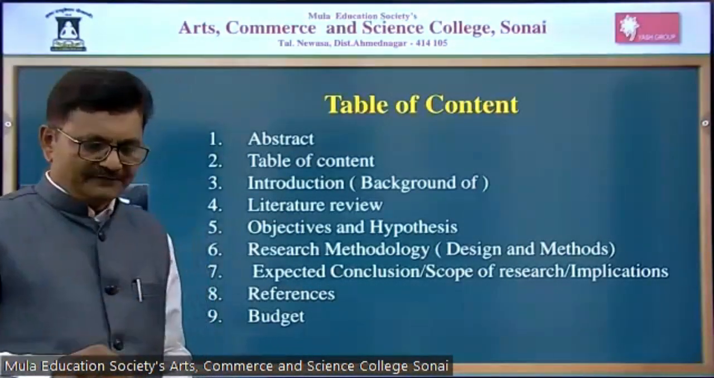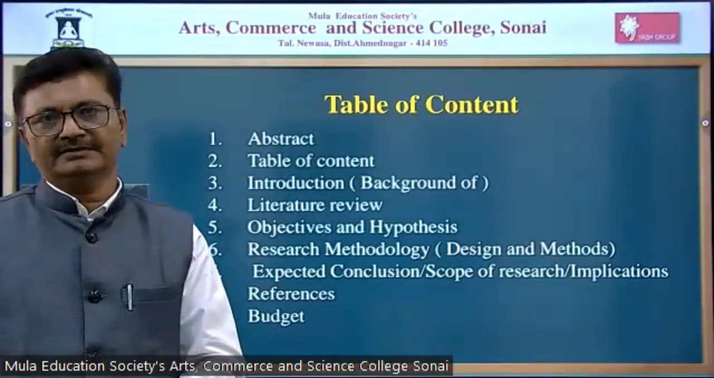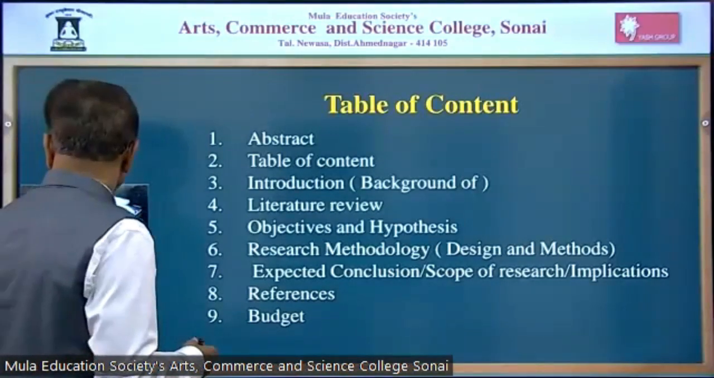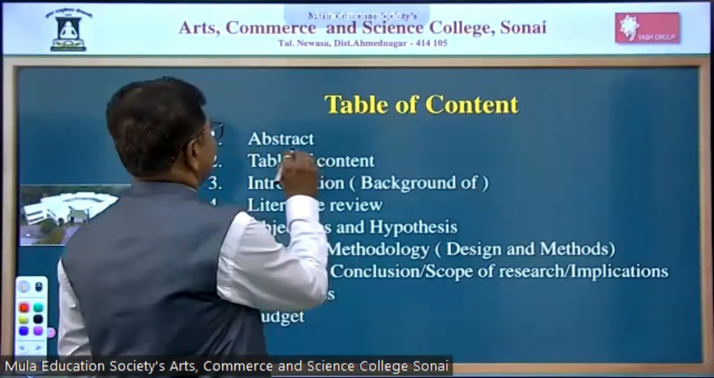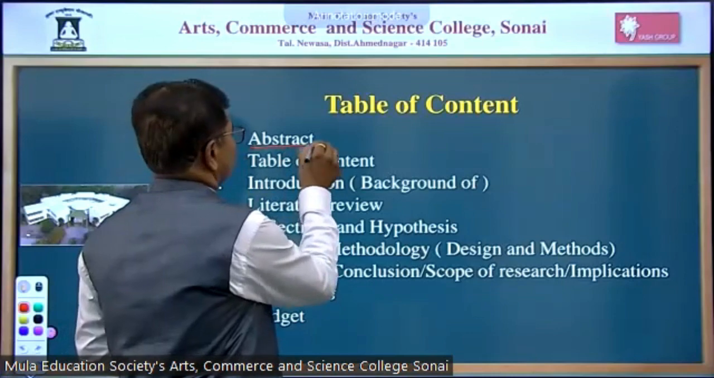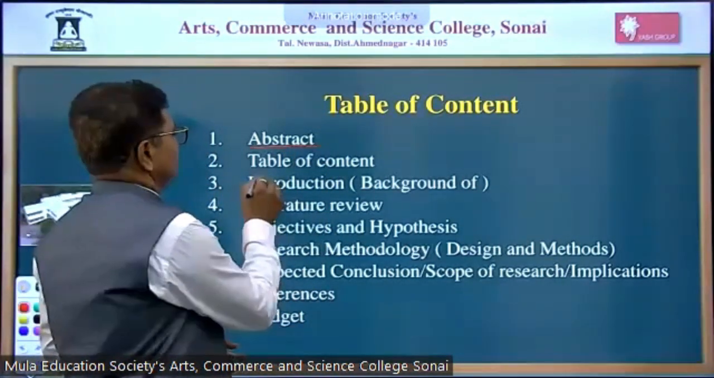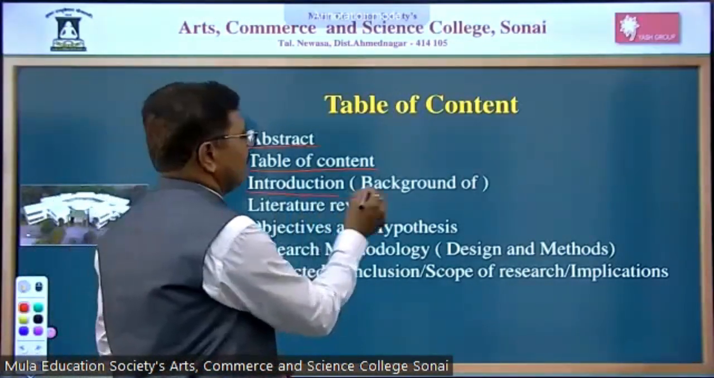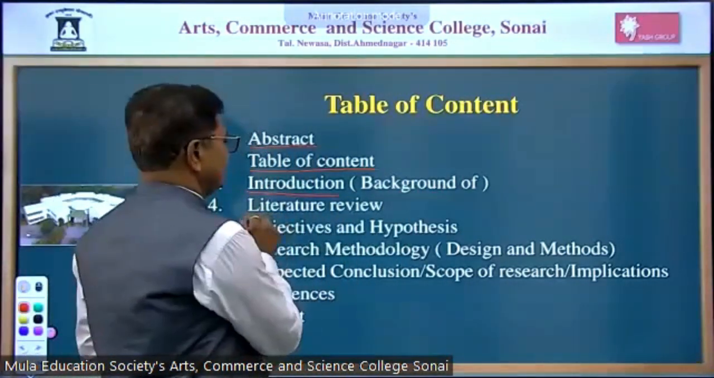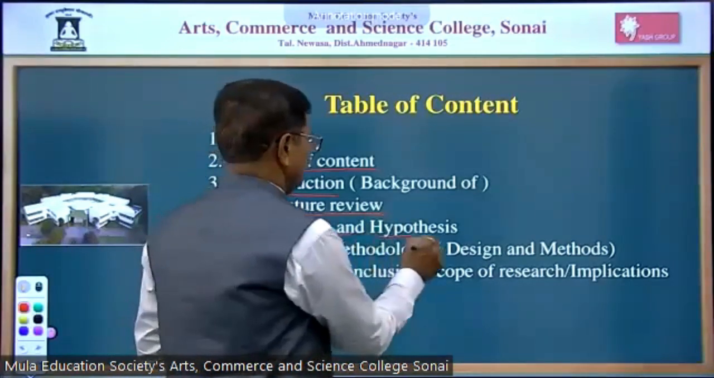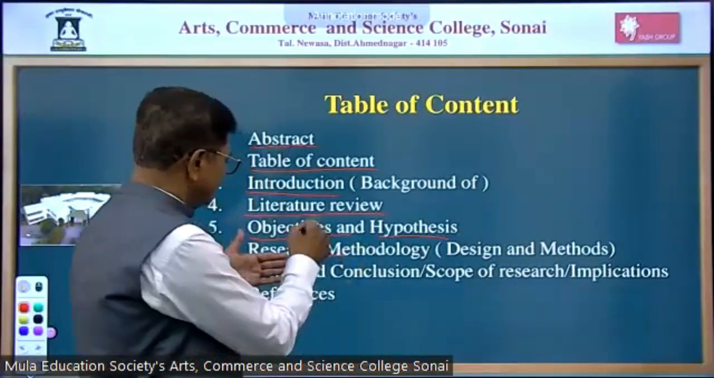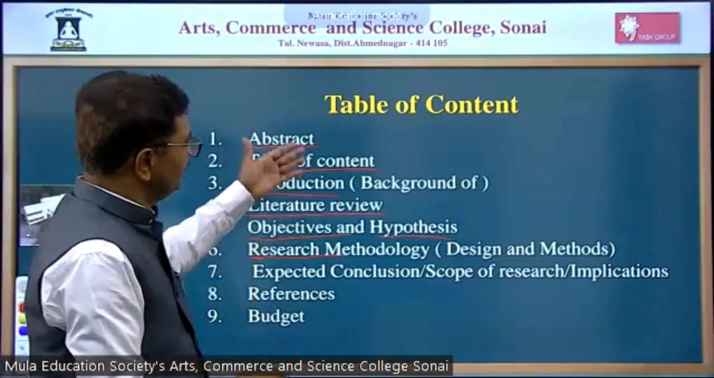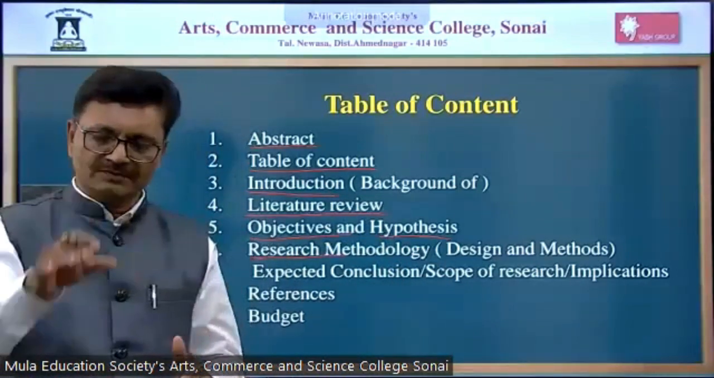Next, after the title page, you have to have a table of content or index. Index होना जरूरी होता है और table of content बोलते हैं उसको, वो जरूरी होता है. So in this table of content, there should be abstract. ये टेबल ऑफ कंटेंट का सेकंड पार्ट आ जाएगा. देन इंट्रोडक्शन और बैकग्राउंड ऑफ द रिसर्च, देन लिटरेचर रिव्यू, ऑब्जेक्टिव एंड हाइपोथेसिस, बराबर, ये सब रिसर्च मेथोडोलॉजी, expected conclusion, reference and budget. If you have some sub points, again you can add sub points in each topic.